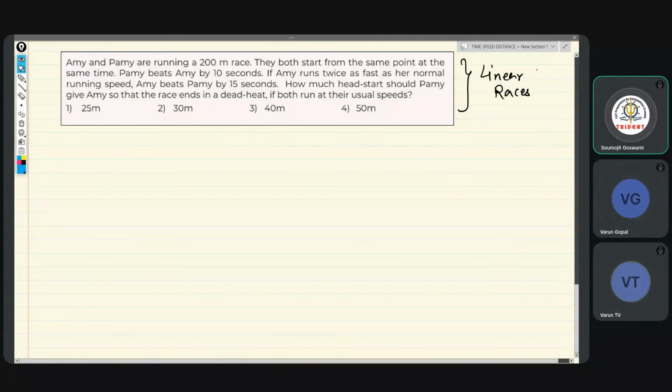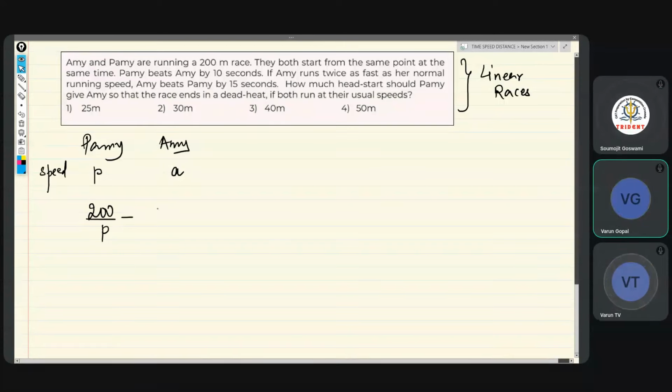So they say Amy and Pammy are running a 200 meter race. They both start from the same point at the same time. Pammy beats Amy by 10 seconds. If you take the speed of Pammy as P and the speed of Amy as A, the first equation, because they beat by 10 seconds, what does that mean? Quickly. 200 by P minus 200 by A is equal to.